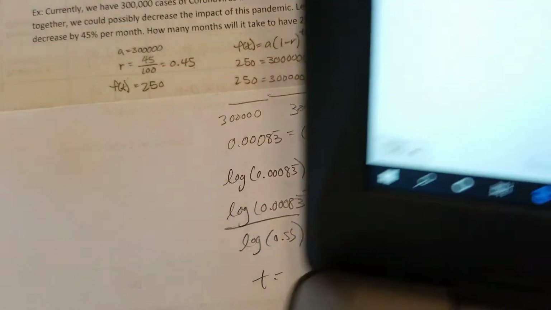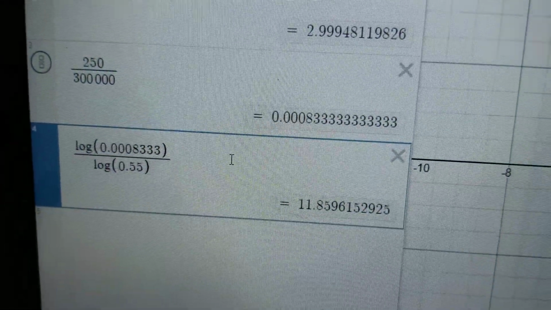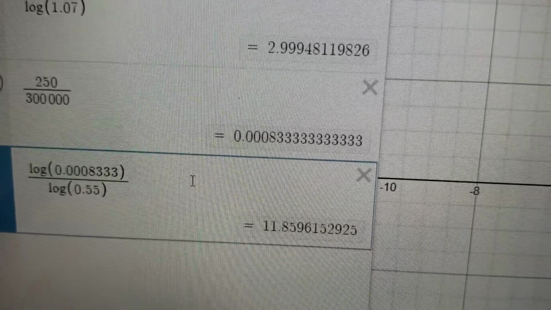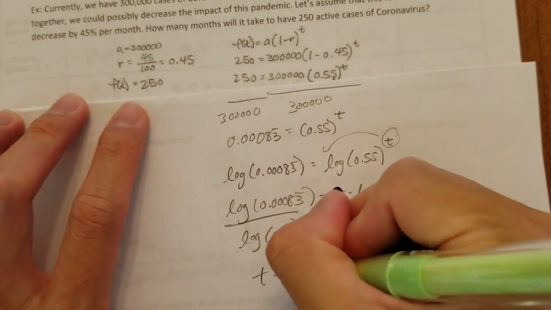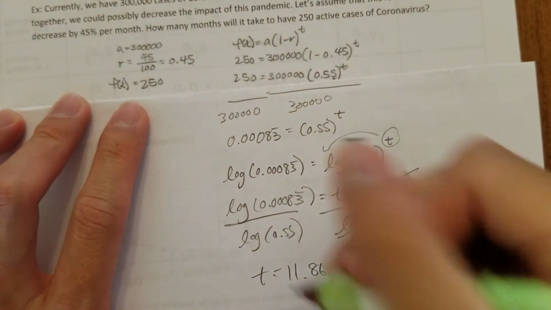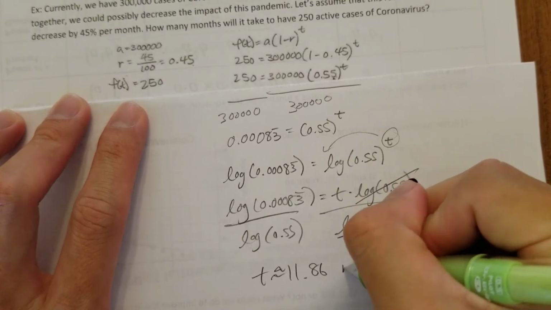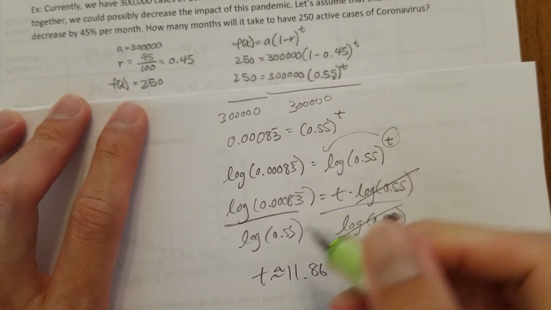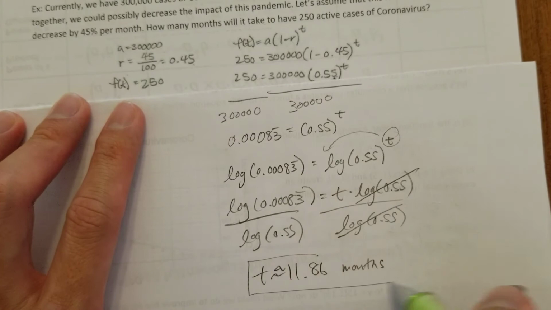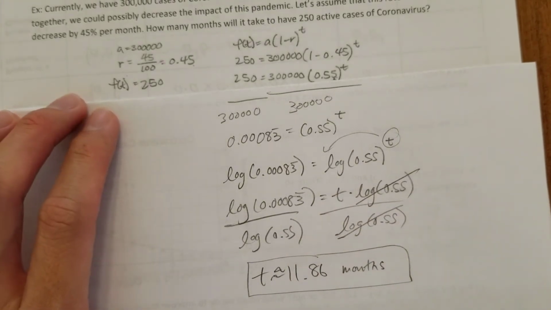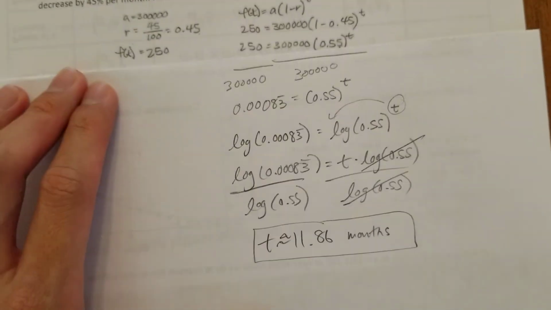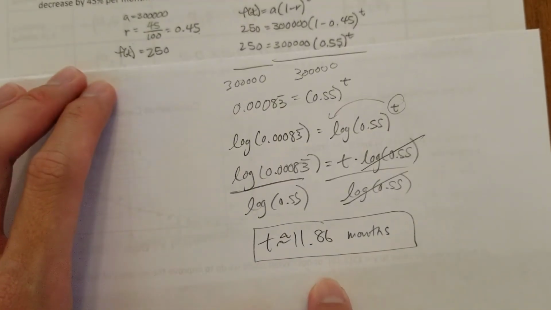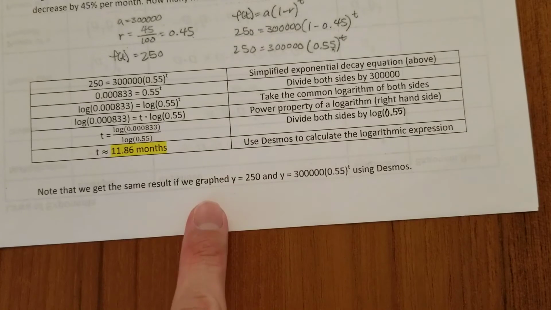Okay. And as you see here, that's our result. So we have about 11.86. That's what we got. So this would be 11.86, so approximately 11.86 months. That's how long it would take for hopefully the coronavirus to disappear based on these parameters. So 11.86 months. Yeah. And that is what I have there.